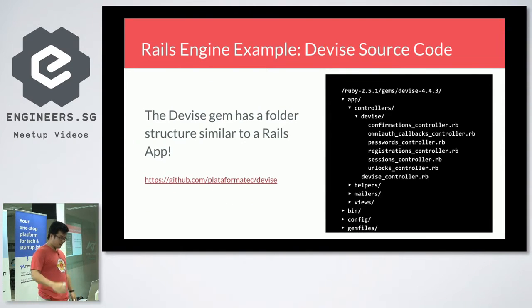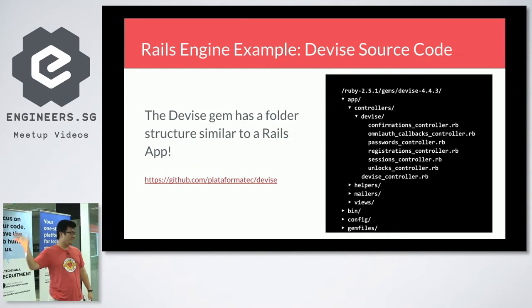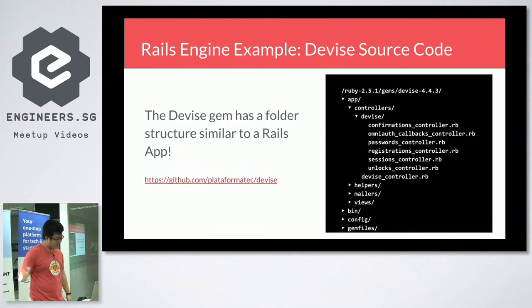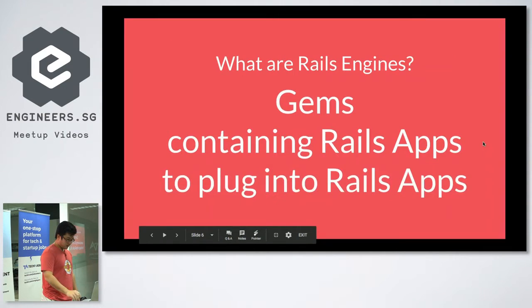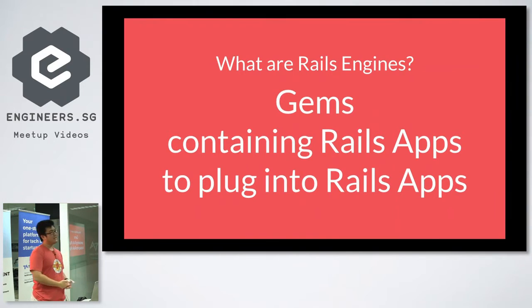Yeah. So if you look in the source code, and I tell you, I only look in the source code because I wanted to get it to work the way I wanted it to, not the way it did out of the box, you realize it has an app folder, inside of which there is a controllers folder and a views folder and all the stuff that you find in a normal Rails app. And of course, there's some gemfile stuff in there as well. So this is telling you that Rails engines, more specifically, are gems that contain Rails apps that you can plug into other Rails apps. And Rails engines must be gems.